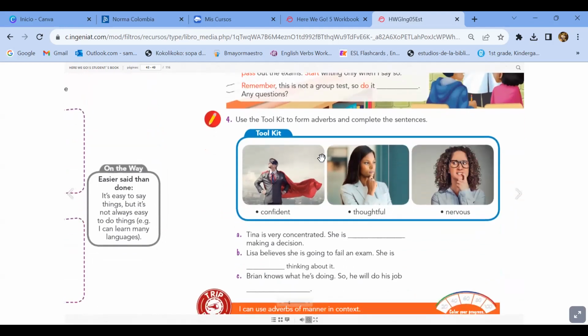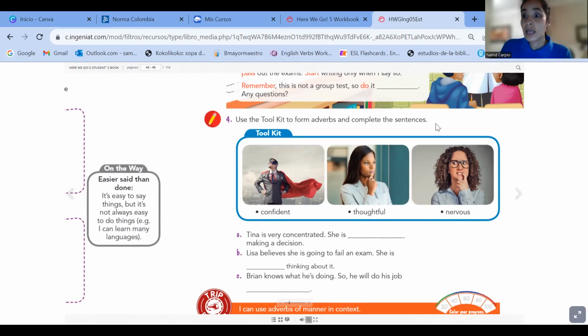And activity 4, you're going to use these words and complete the sentences, but form these words into adverbs. Okay, in the next class, you're going to check the answers with me. Okay, continue.